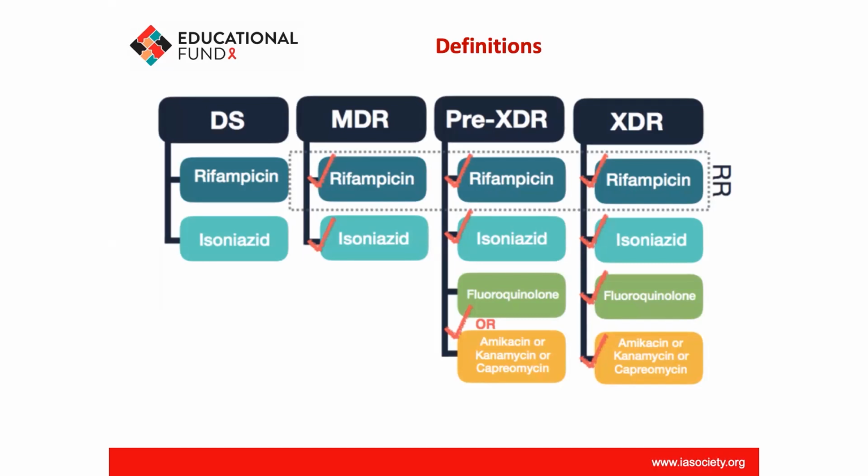Pre-XDR, they have both MDR plus resistance to either a fluoroquinolone, like levofloxacin or moxifloxacin, or one of the injectable agents, amikacin, kanamycin, or capreomycin, of which only amikacin is recommended now. And then XDR, unfortunately, they are resistant to all 4 drug classes.